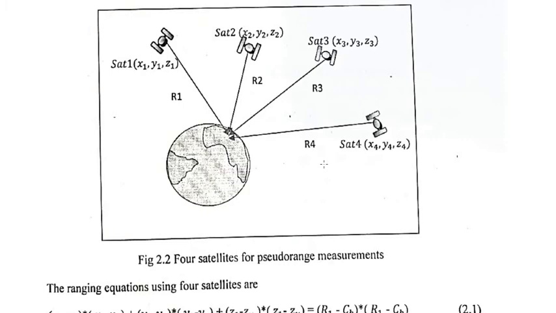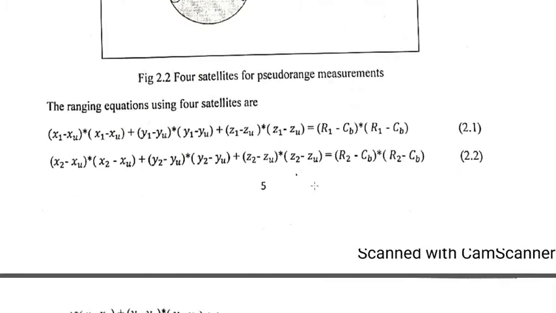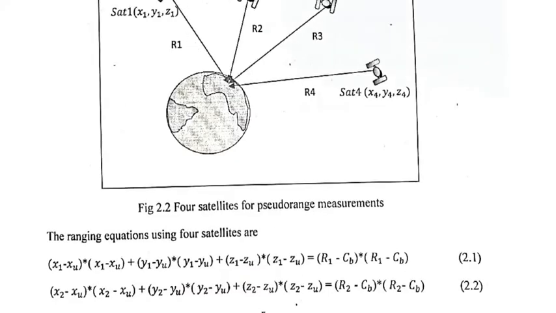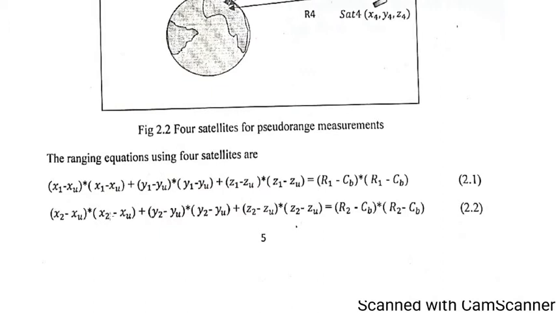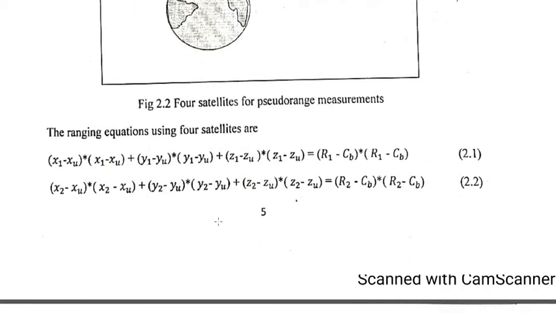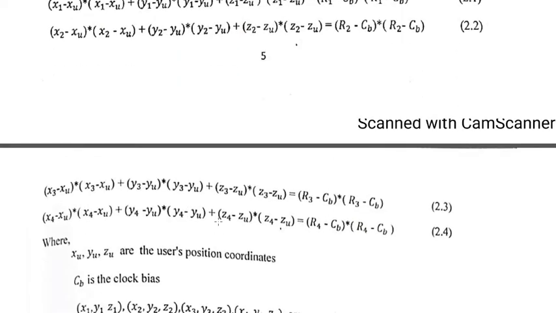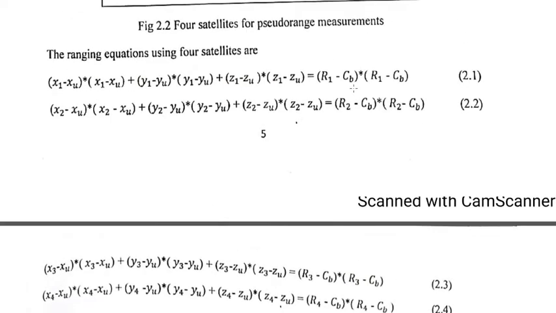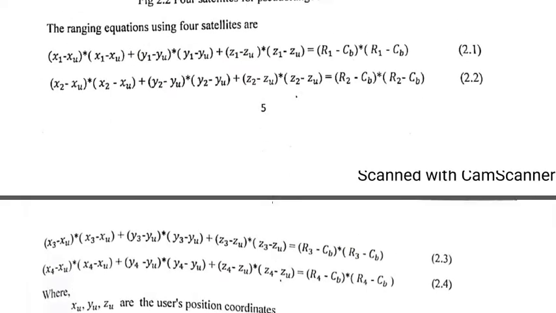So R1, R2, R3, R4 are nothing but the ranges of your satellites, and XU, YU, ZU are the user positions. For different user positions you are going to calculate. Fine. On that you will also have some clock bias. That clock bias also we are going to calculate over here, and this gives you the user position. And X1, Y1 and Z1, these parameters will give you the satellite positions.